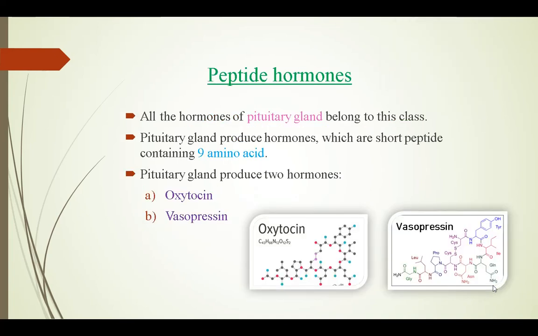Peptide hormones. The peptide hormones include molecules that are short polypeptide chains, containing 9 amino acids. Most of our body hormones are peptide hormones. They are hydrophilic and lipophobic. All the hormones of the pituitary gland belong to this class.